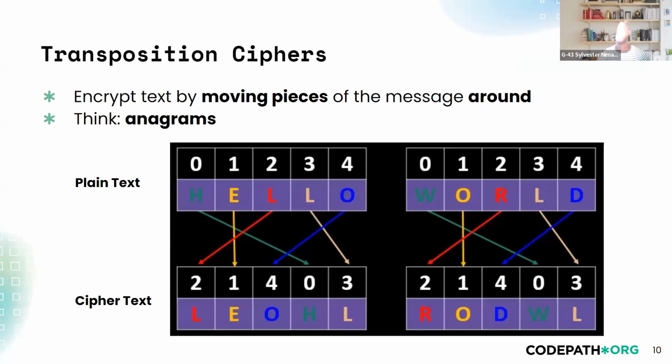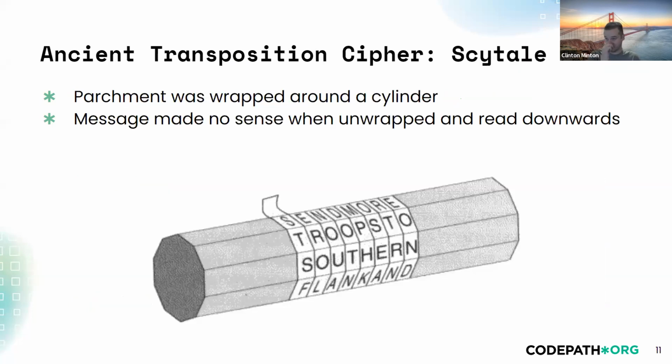So another type of cipher is a transposition cipher. This is where you're just moving them around in different places, kind of like an anagram, where you take one word and you just rearrange the letters and it means something else. This was also used by some ancient civilizations on a device known as a scytale.